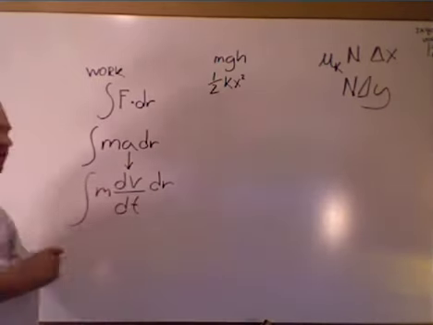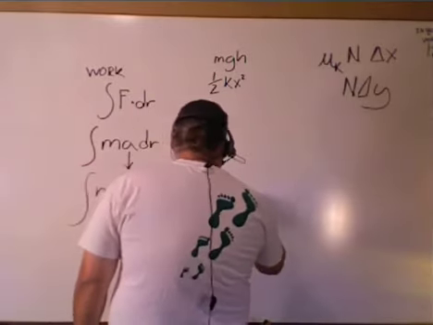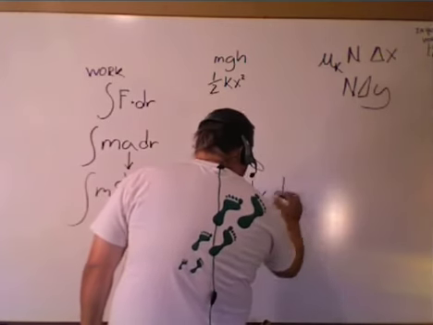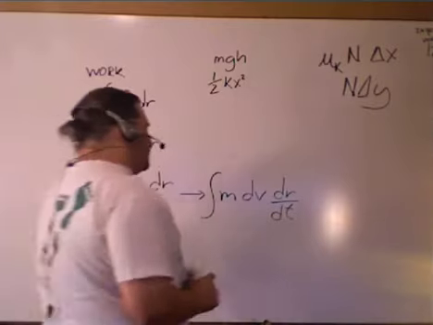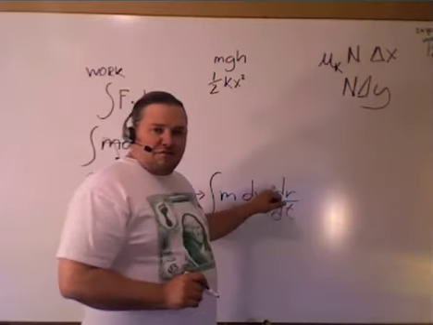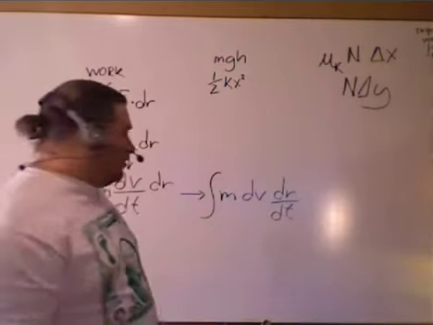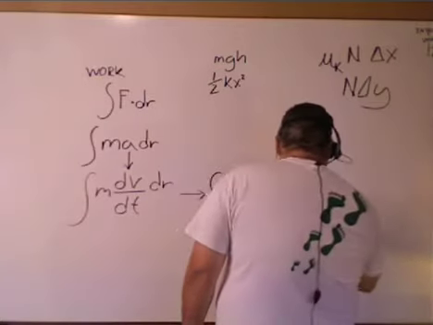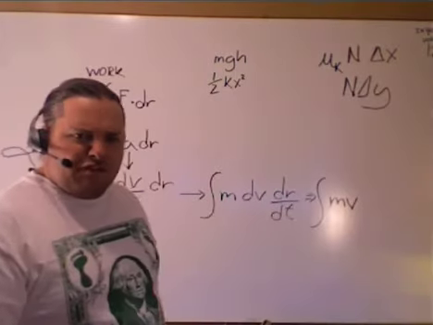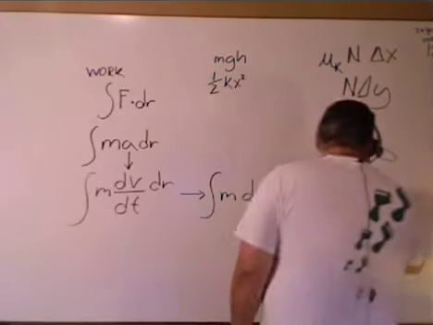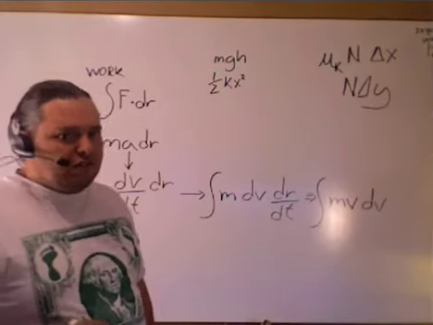Do a little bit of moving around of variables and I end up getting this. Well, dr over dt is v. Okay? The change in position with respect to time is v. So what I end up with is this equation. I end up with mv. Oh, that's kind of strange, because mv is equal to momentum, dv. Okay? So the integration of momentum with respect to velocity.